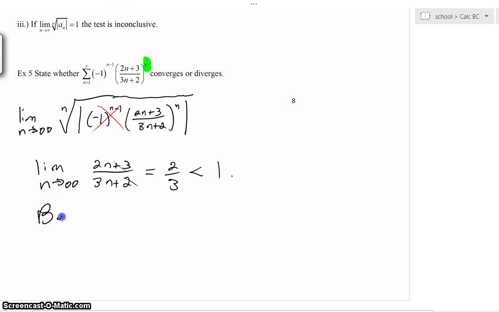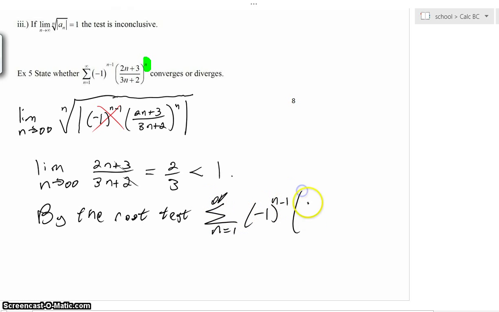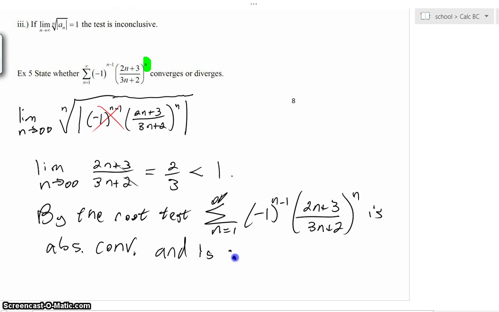So I can say, by the root test, this original series, -1 to the n minus 1, and here's 2n plus 3 all over 3n plus 2, bump it up to the n, is absolutely convergent, meaning it converged in absolute value, and is therefore convergent. It's convergent even if you don't put absolute value around it.